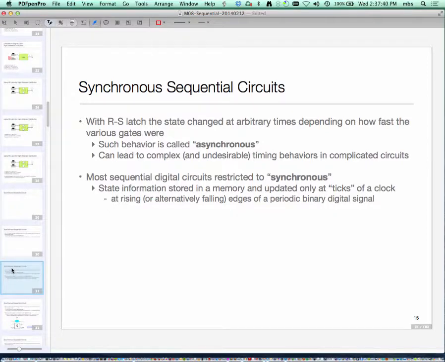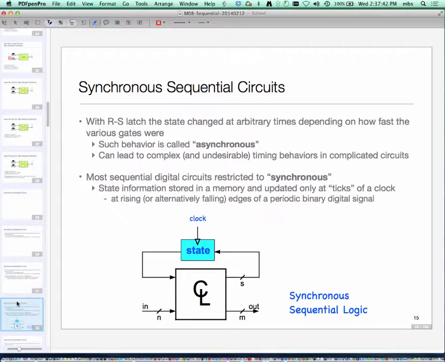Okay, so let's see how it sort of works out. But the basic idea is that, oh, go ahead.